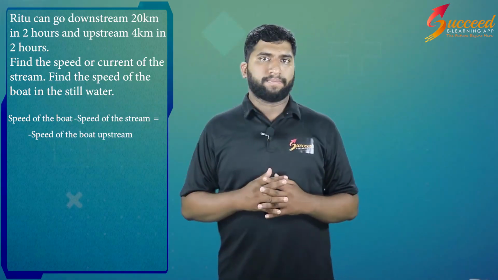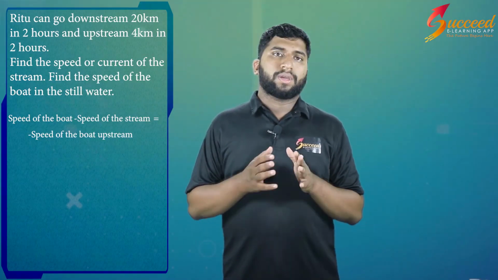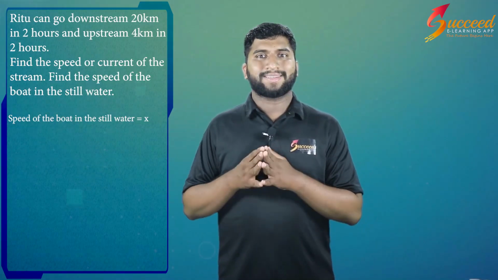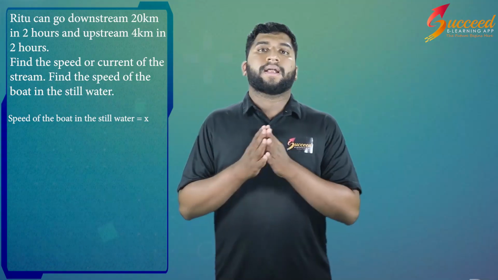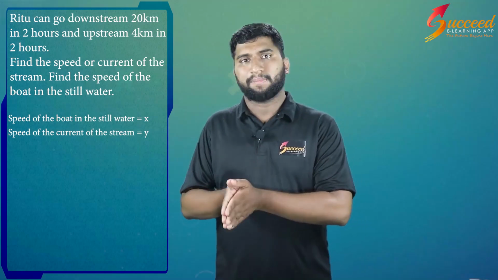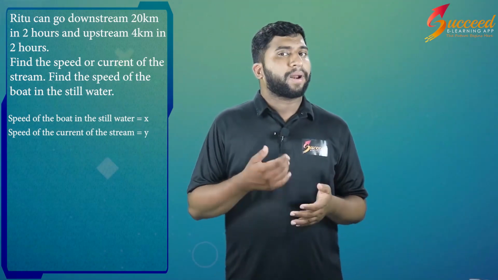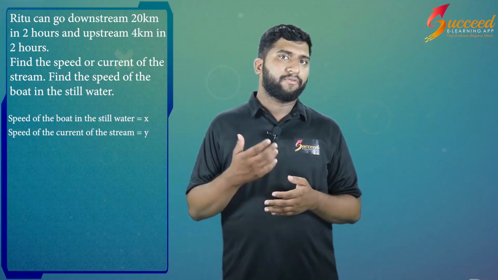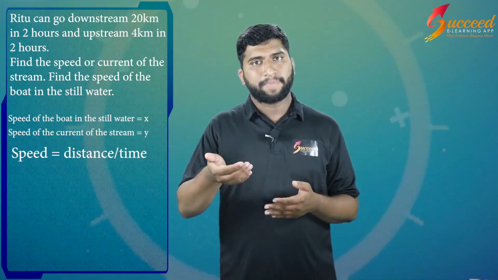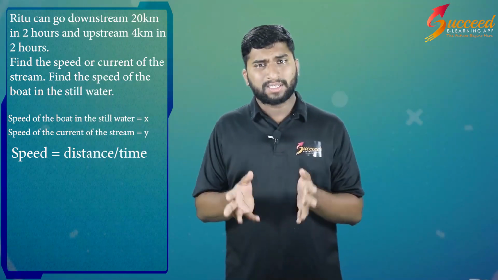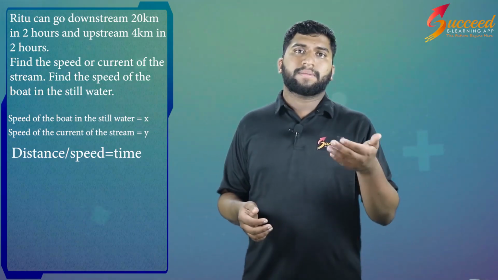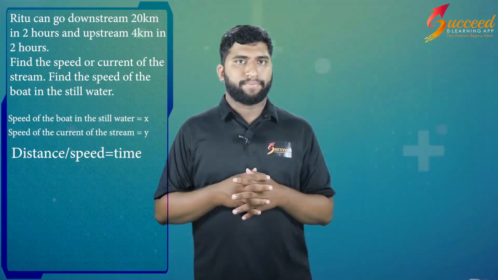So here we shall consider the speed of the boat in still water as x and the speed of the current, or the speed of the stream, as y. From our primary classes we have learnt the formula for speed. What's the formula for speed? Speed is nothing but distance by time. Making a small change in this formula, we get distance by speed is equal to time.